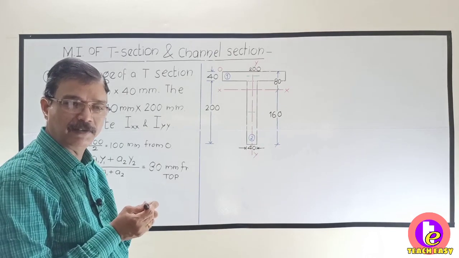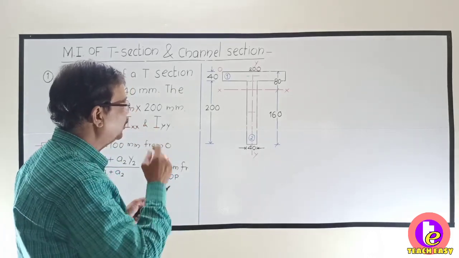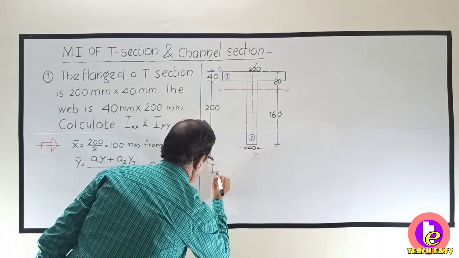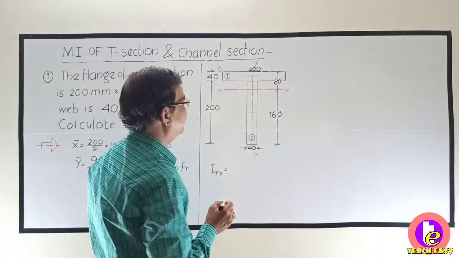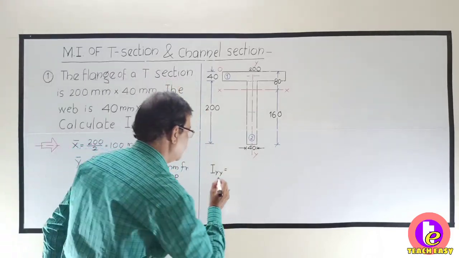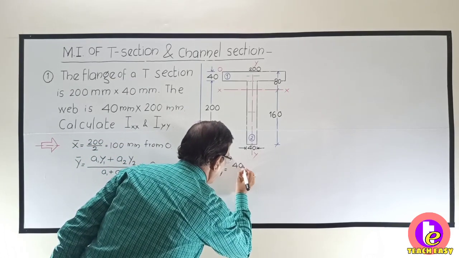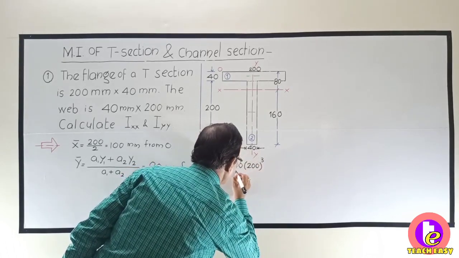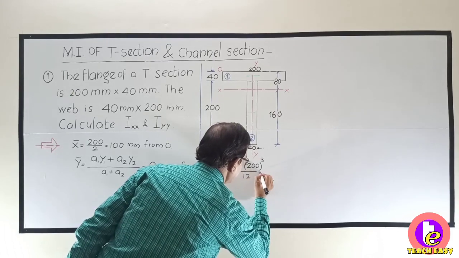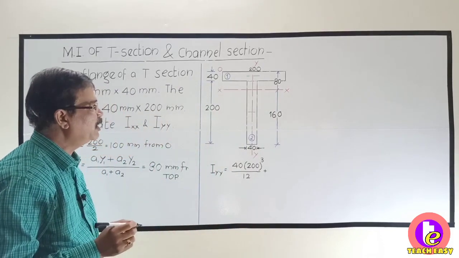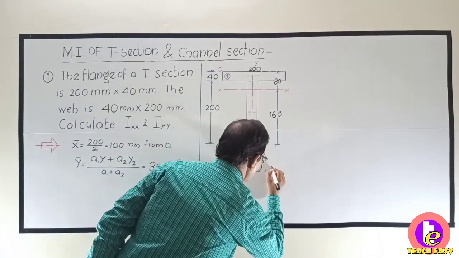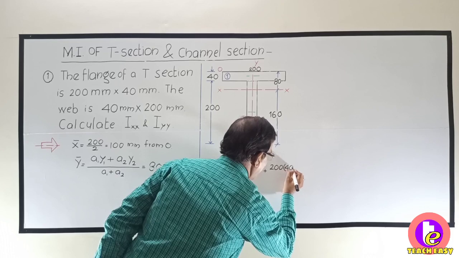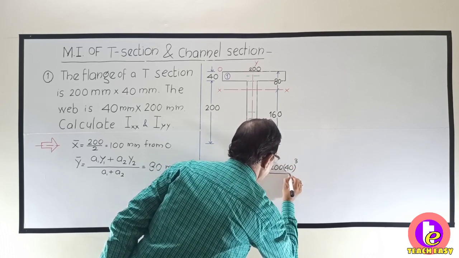Before that, we will calculate Iyy first because it is simple. Because both 1 and 2 are symmetrical about y axis. Therefore, Iyy is equal to Iyy for 1. What is Iyy for 1? db cube by 12. D is 40, B is 200. Cube by 12 plus Iyy2. What is Iyy2? Again db cube by 12. Here D is 200 and B is 40 cube divided by 12.